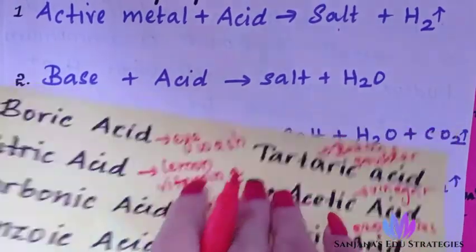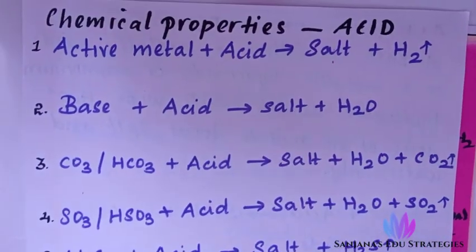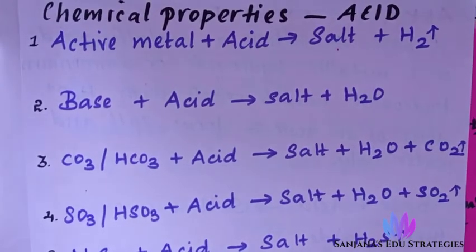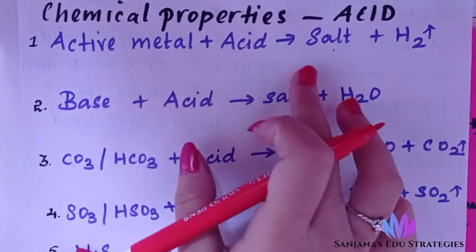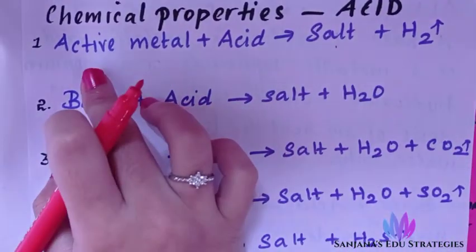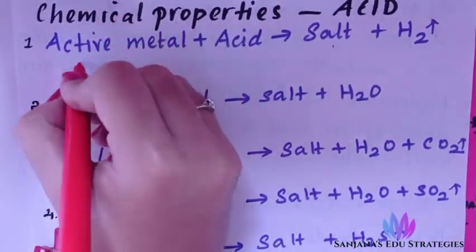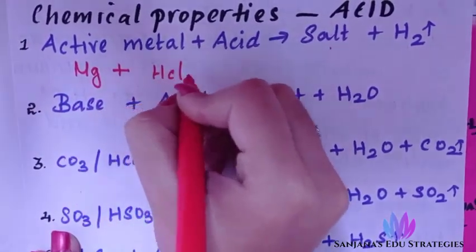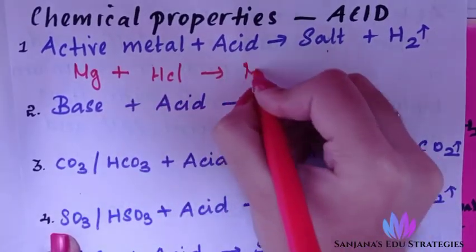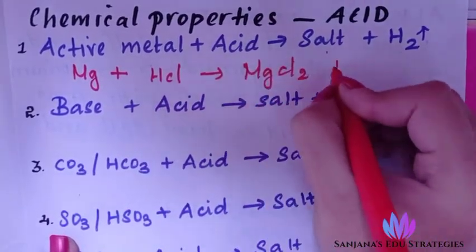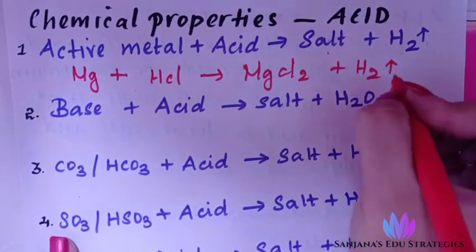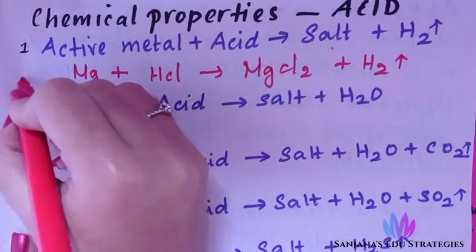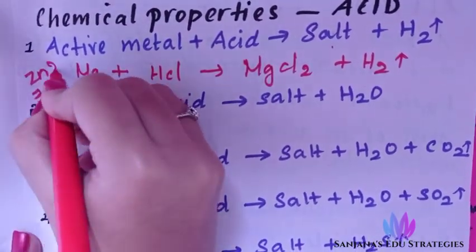Now we'll see about the chemical properties of acids. The first chemical property is that an active metal reacts with acid to give salt and hydrogen. I am taking an active metal, say magnesium. Magnesium reacting with the acid HCl gives salt, which means MgCl2, plus hydrogen is evolved. This is one reaction. Like that, you can take some active metals like zinc and ferrum.